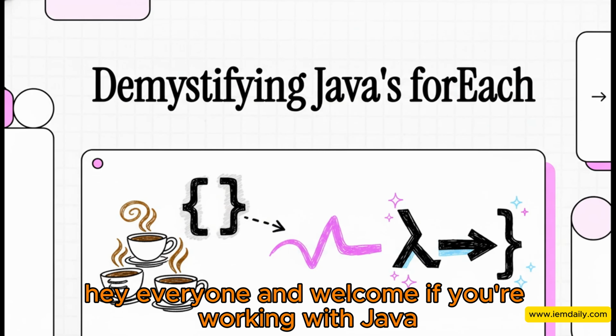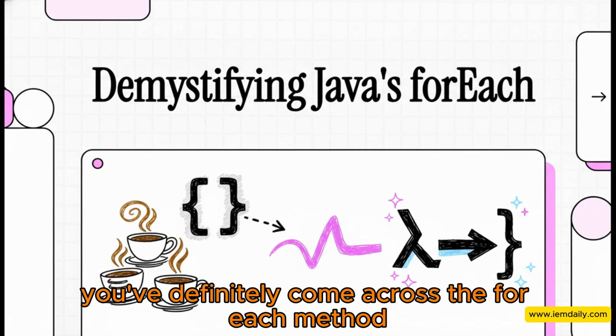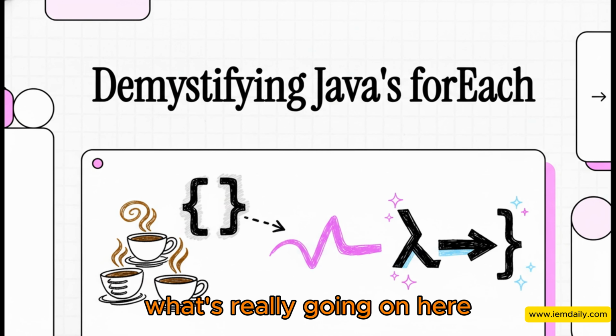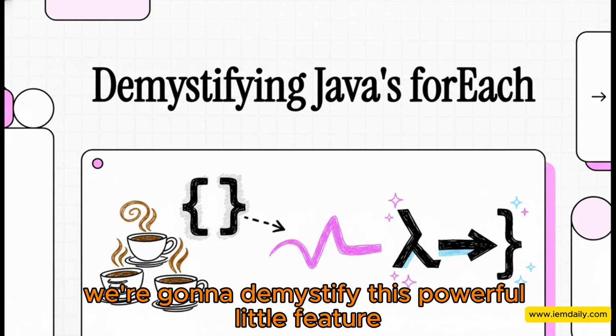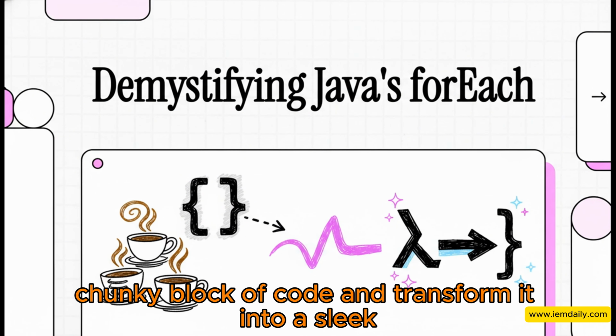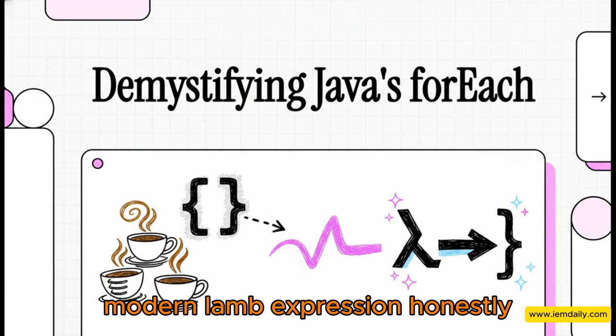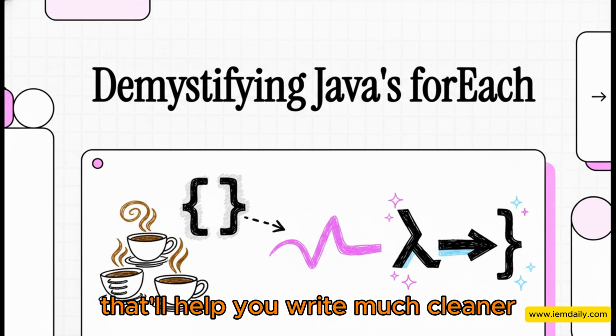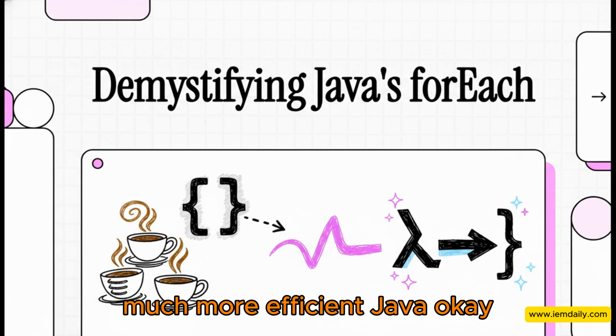Hey everyone, and welcome. If you're working with Java, you've definitely come across the forEach method. And maybe you've thought, okay, what's really going on here? Well, today we're going to demystify this powerful little feature. We're going to take a classic, chunky block of code and transform it into a sleek, modern Lambda expression. Honestly, mastering this is a core skill that'll help you write much cleaner, much more efficient Java.